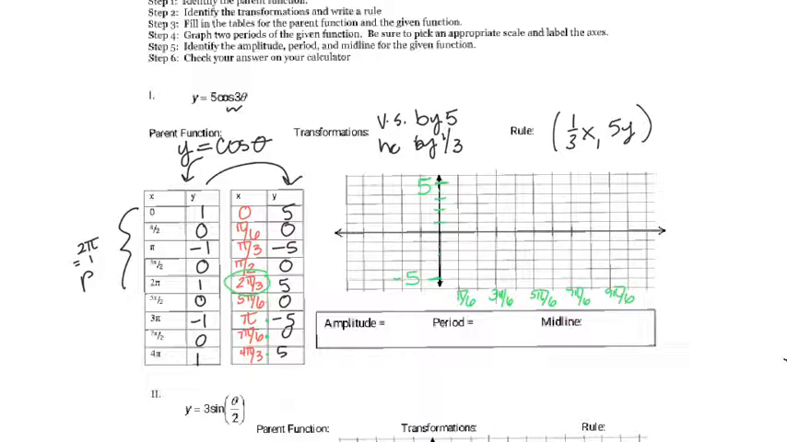Okay, and then I'm going to graph 0. It's at 5. 0. Let's see. Did I miss something? And then at pi over 2, it should be back at 0. And then 2 pi over 3 will be back up here at 5. Yep, there we go.